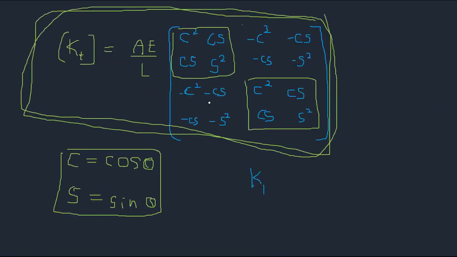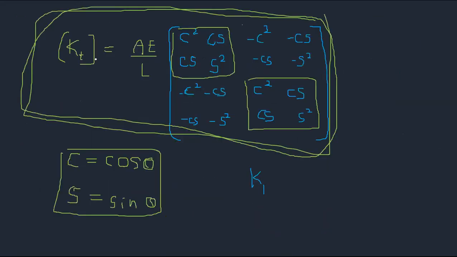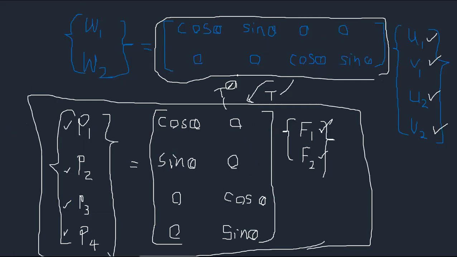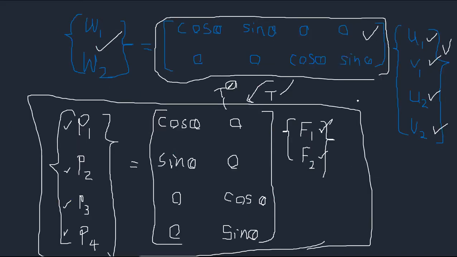Where did I get that? You remember this KB into W matrix. This is KB, right? Yes, and this is D dash. This W can be written again in terms of T into the FEM outputs, right? And you found the FEM output. I'll say this is the U matrix, right? This is the U matrix.